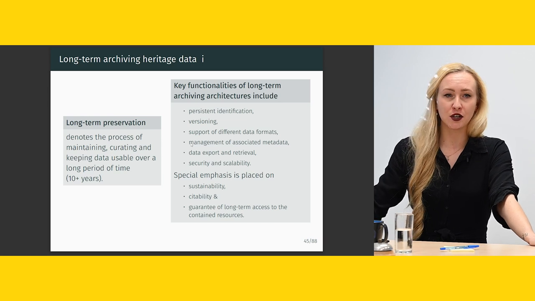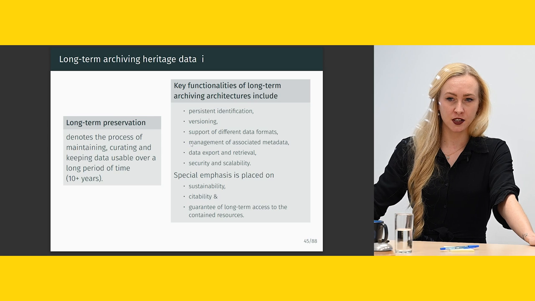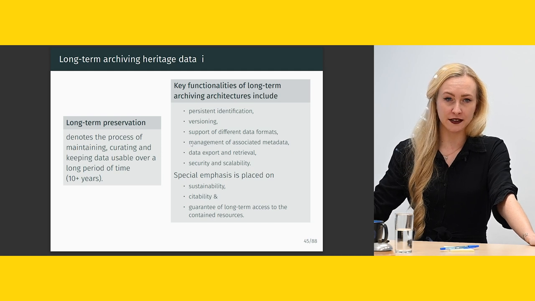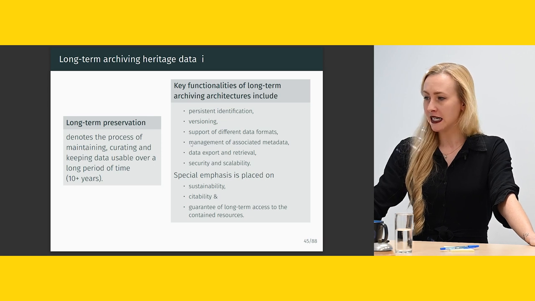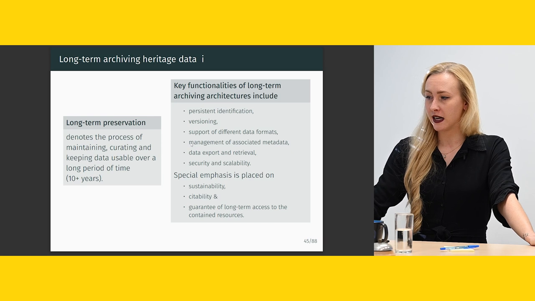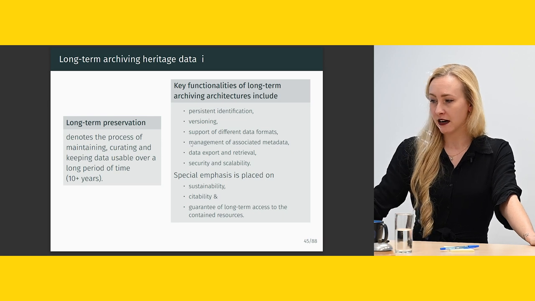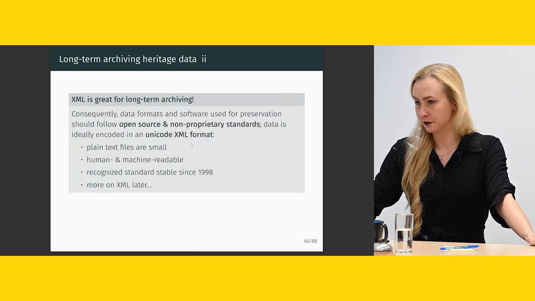Key functionalities of long-term archiving architectures include persistent identification, so the fact that data on the internet has a unique identifier that I can address it with, versioning, support of different data formats, management of associated metadata, data export and retrieval, and security and scalability. But a special emphasis is placed on the sustainability, citability, and the guarantee of long-term access to the contained resources.